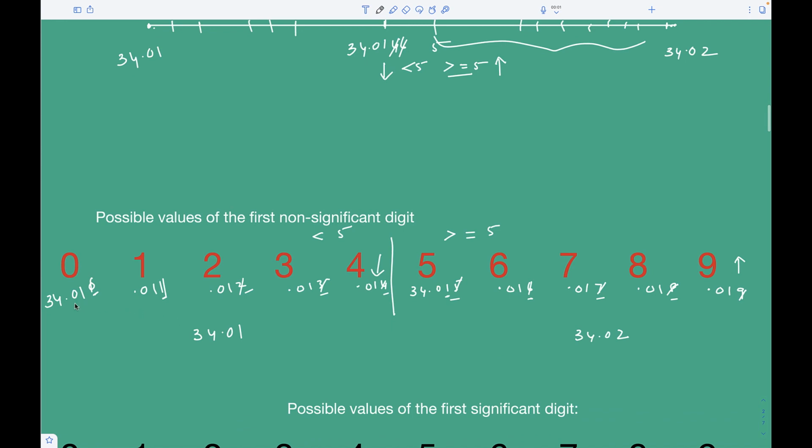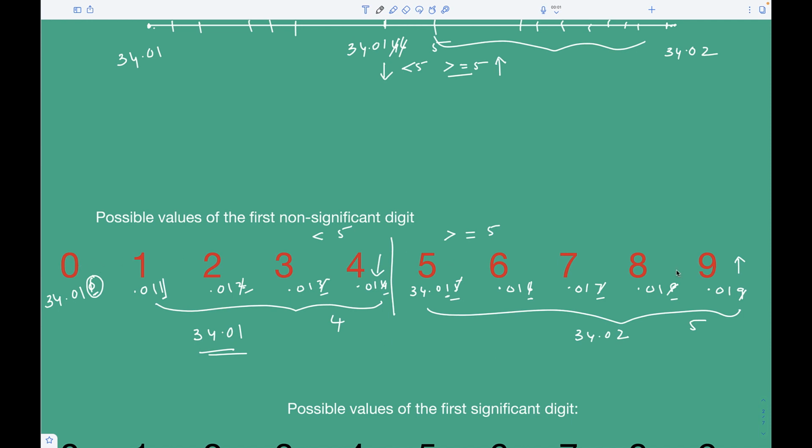Now, if you look at these 5 cases, only in these 4 cases, dropping this digit would change the value of the number. In this case, dropping a 0 would not change the value of that number, because 34.010 and 34.01 have the same value. So, in this case, dropping this 0 has no impact. But in these 4 cases, we are changing its value. But on this side, in all the 5 cases, we are changing the value of the number.